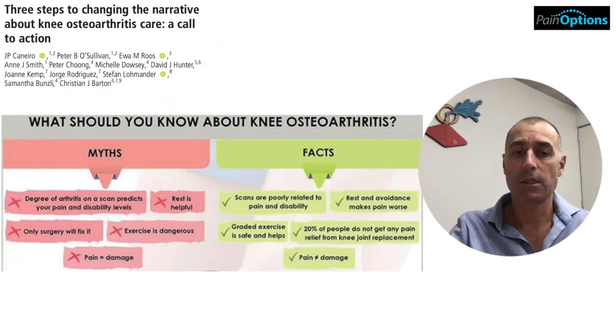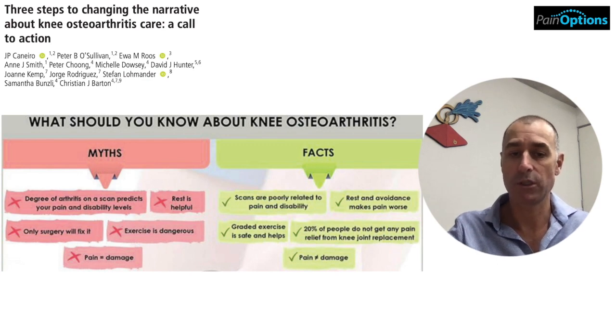So around changing the message, there's a little bit of information around the myths and the facts, if you like. So the myths: the degree of arthritis on a scan predicts your pain and disability, rest is helpful, exercise is dangerous, pain equals damage, and only surgery will fix it. Whereas the facts: scans are poorly related, rest and avoidance makes it worse, exercise is safe and helpful at the right level, and 20% of people don't get any pain relief from knee joint replacement. So those facts are really important for people to know when they're making informed decisions for themselves around appropriate management for their knee OA.